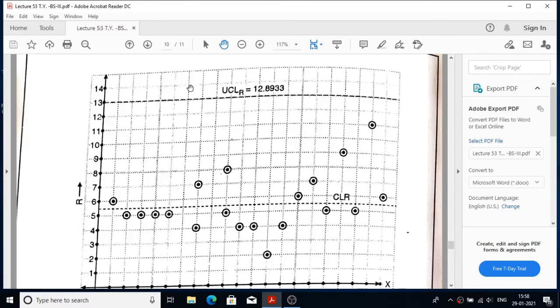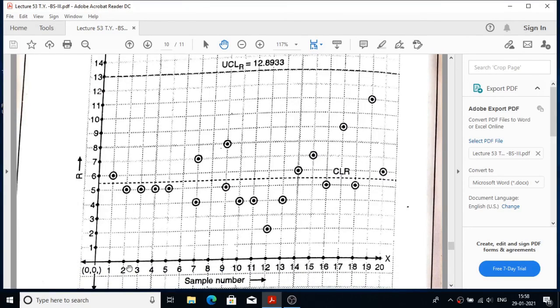Now we will plot these values and we will draw R chart. So on x-axis we have to take the sample numbers as 1, 2, 3, 4, 5, 6, 7, 8, 9, 10, 11, 12, 13, 14, 15, 16, 17, 18, 19, 20. Lower control limit is 0. So it is nothing but x-axis. Central line is 5.65. Upper control limit is 12.8933.